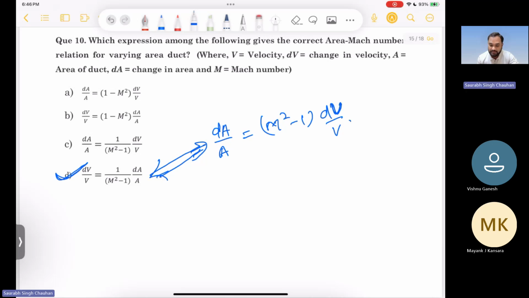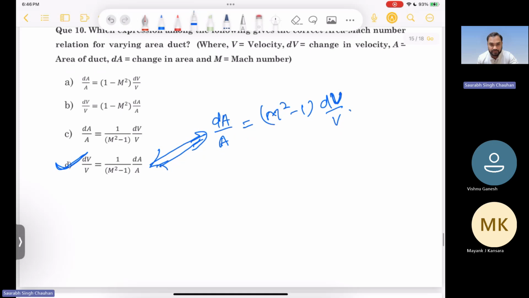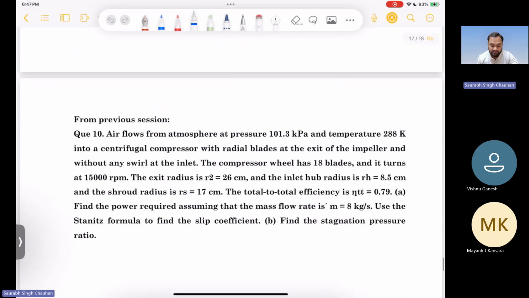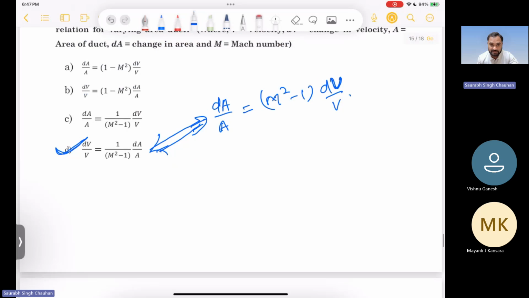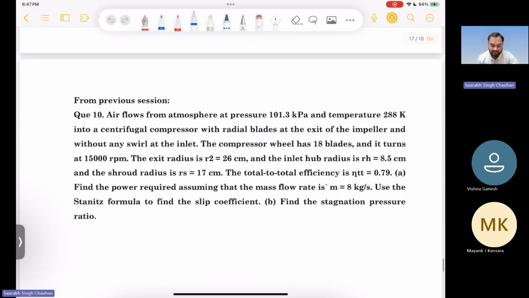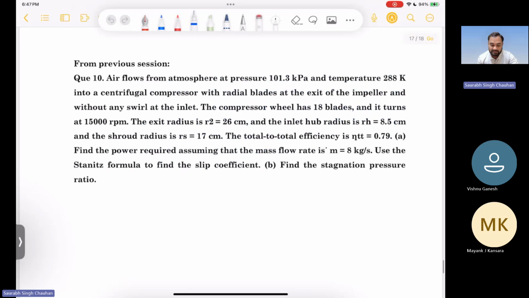This is an important relation, I think, because it explains many phenomena for the nozzles and diffusers, right? So this was the last question from this session, and this is the question from the previous session. Because of limited time, we did not solve this question. So today we have some remaining time, so we can solve this, right?